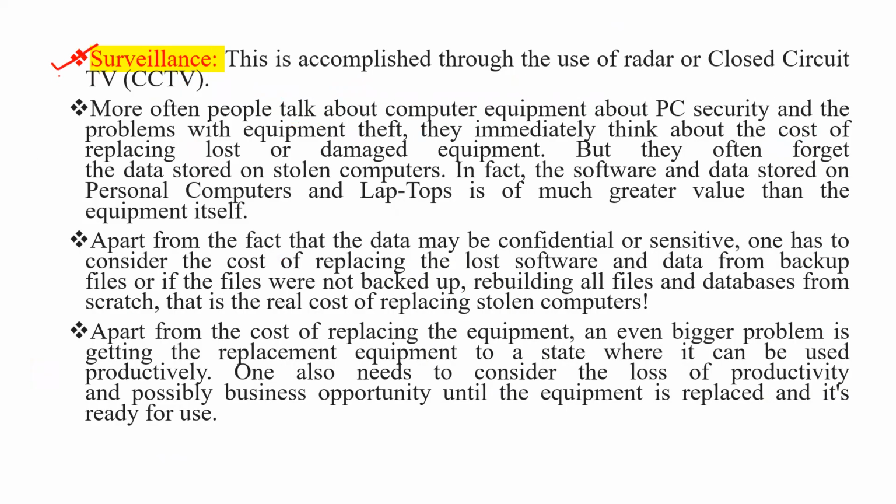Surveillance is basically done by recording video. It is accomplished through the use of radar or closed circuit TV, that is CCTV. So this is surveillance, and this is accomplished through the use of radar or closed circuit TV.